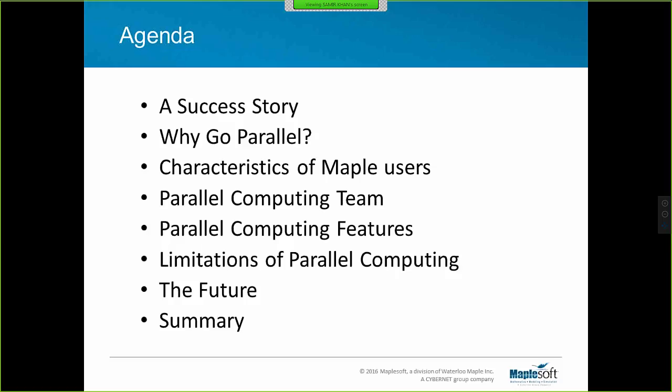So this is the agenda for today's presentation. I won't go through this in detail, but basically I want to talk about how and why we're embracing parallel computing and multi-core math, and what it means for you, our customers, and what it means for our future plans.